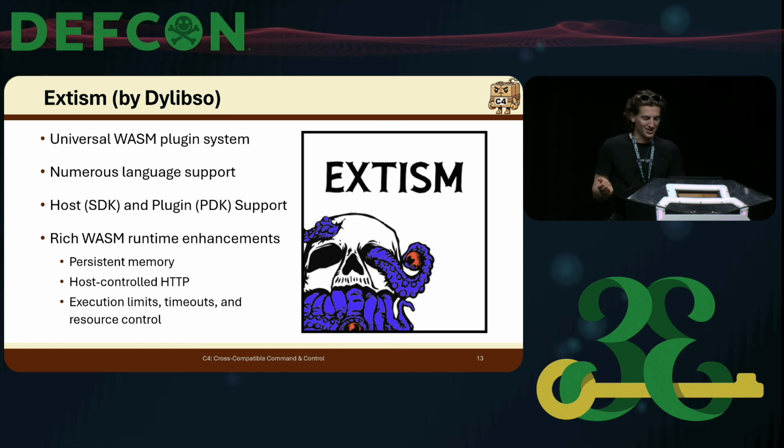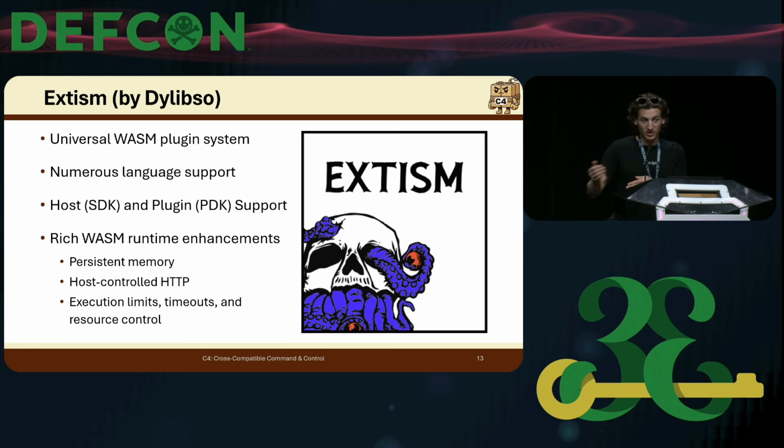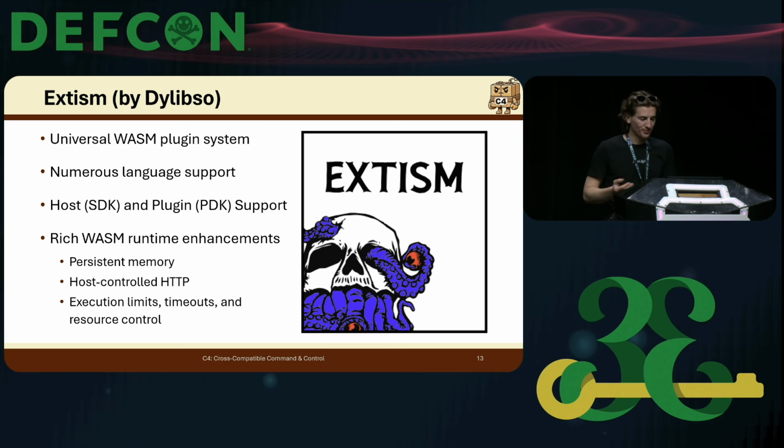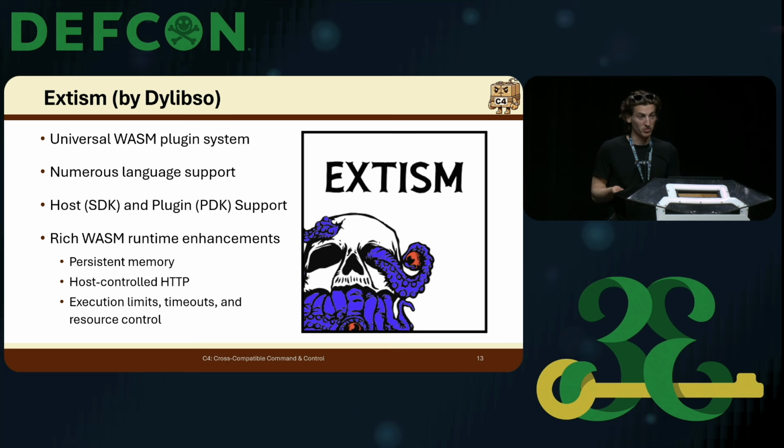So very, very ideal. Additionally, the WebAssembly runtime that Extism produces has a couple of nice features, such as persistent memory, host-based control, so you can specify what HTTP endpoints your web modules can reach out to, and a couple of execution guardrails, which helps keep the WebAssembly module secure.